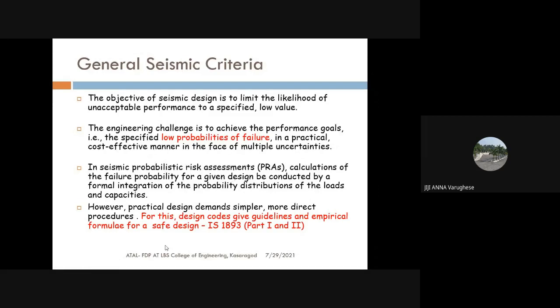But for practical design, we don't have to go for such a complicated design procedure. Code helps us to perform a simpler direct approach in order to get a safe design for all structures. And for the seismic design of water tanks, we usually follow IS 1893 Part 2, and also the provisions in Part 1 are applicable for all types of structures. So further discussions on the design of water tank will be limited to IS 1893 Part 1 and Part 2.